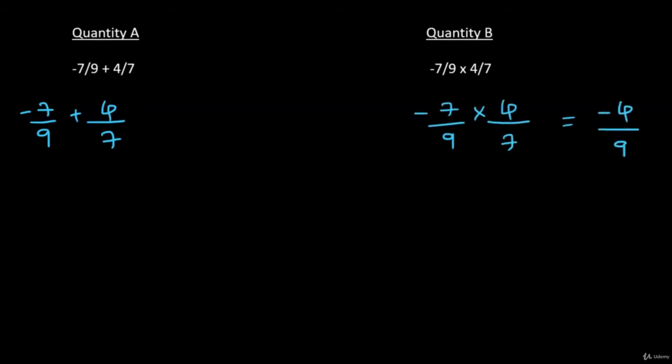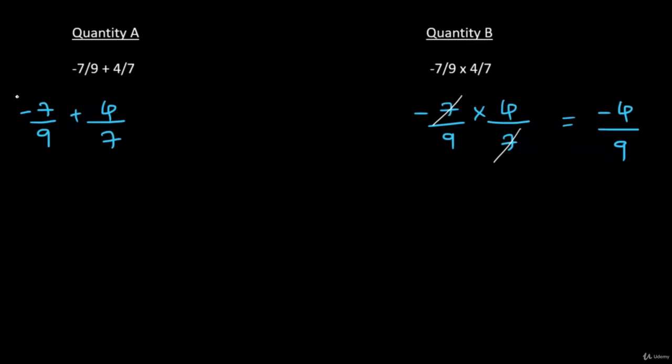Now let's simplify this expression and this expression. Over here we have minus 7 by 9 plus 4 by 7 and quantity B is minus 7 by 9 into 4 by 7, right? This simplifies to minus 4 by 9, right? Because over here you have a 7 in the numerator and you have a 7 in the denominator. Alright, now we just need to compare these two quantities. We can do it in multiple approaches. Let's discuss a few approaches with which you can attack this question.